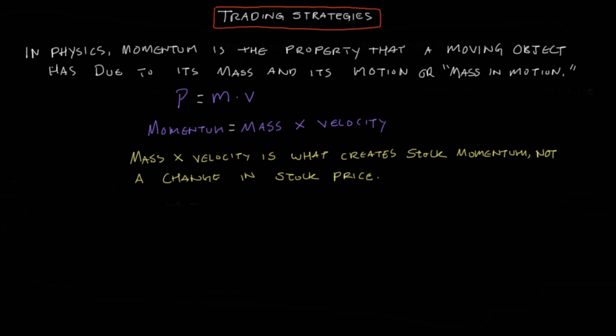So mass times velocity is what creates stock momentum, not a change in stock price like the traditional momentum formula. Now, the revised equation borrowed from physics can be written mathematically as follows. Momentum equals volume times velocity. And the velocity of a stock is calculated by change in d divided by time, or simply the price difference over the time. If you're looking to make a lot of money in a short period of time, you need to focus your attention on this trading strategy. Momentum is where the money's at, literally.